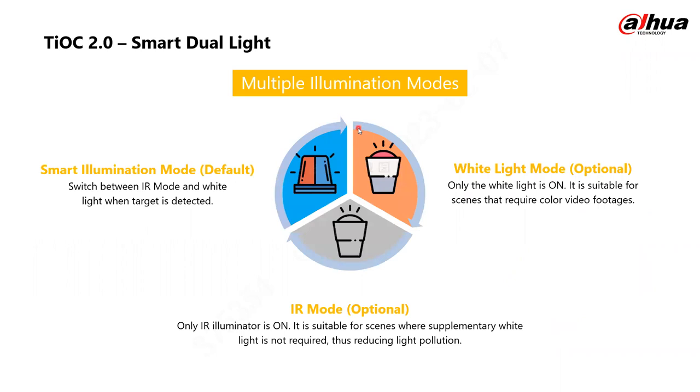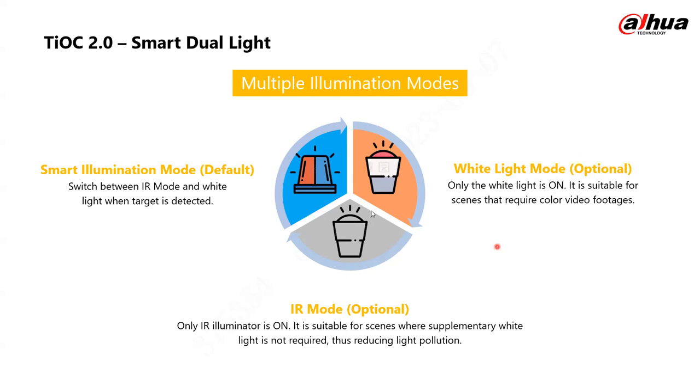When it comes to the smart dual lighting, you have three modes, and the default mode is usually the smart illumination mode. This smart illumination mode will intelligently switch between the IR mode and the white light when targets are detected within sections where we've set some rules, either the monitoring area or the rule area. Then we have the white light mode, which is optional. You can turn it on in places where you need the footage in color formats.